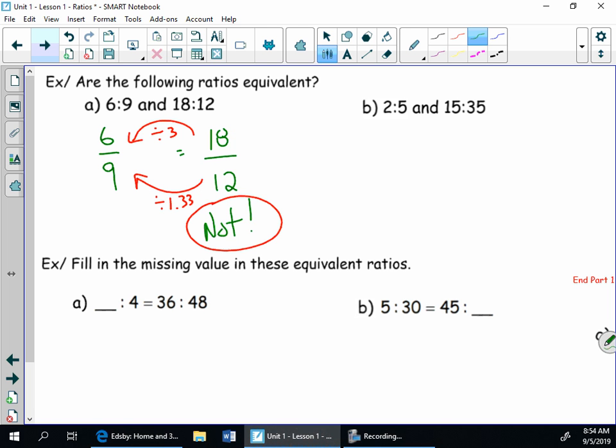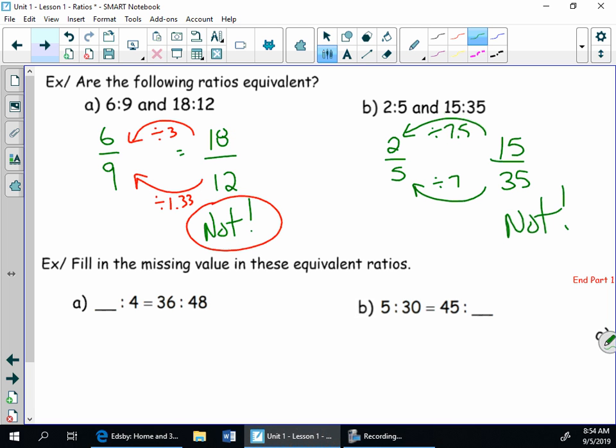Let's try the next one. Pause the video, give it a try. 2 over 5 and 15 over 35. Okay, let's see. Can I think of a number that makes them the same? I could try by multiplying. I could try by dividing. I can't think in my head, 2 times what makes 15? So I'm going to divide. 15 divided by 2 is 7.5. 35 divided by 5 is 7. Well, those aren't the same. Not equivalent. It's pretty quick to figure out things are equivalent or not.